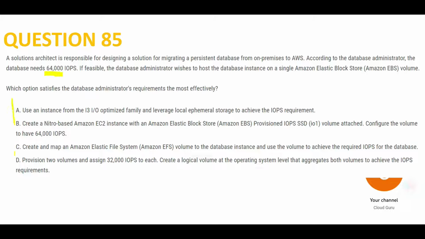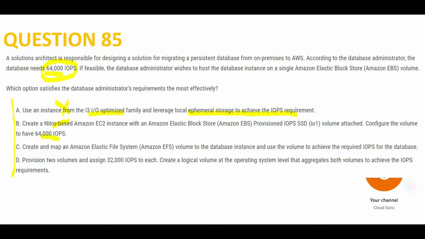So we have four options. First one talks about I3 IO optimized. It can go up to 3 million IOPS, which will be a bit too much. The other thing is it leverages local ephemeral storage to achieve the IOPS requirement because it is fast. It is fast because local ephemeral means temporary storage. If you switch off the instance, the data in the ephemeral storage is wiped out. I think this will be too much for a 64K IOPS requirement. Why would I put an extremely higher configuration in this case? So I would strike this off.